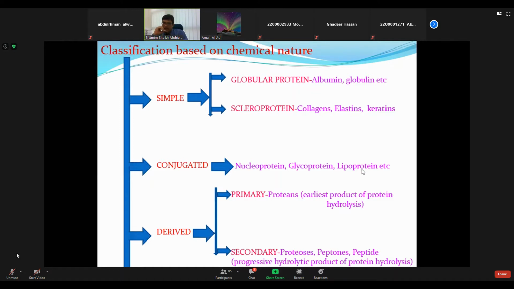Lipoproteins, where proteins are joining with molecules of lipid, and you are getting lipoproteins. Nucleoproteins, where proteins are joined with nucleic acid. It is mainly present in the molecules of DNA and RNA. So you are getting nucleoproteins. Then what is the meaning of conjugated protein? Here, proteins are joining with a non-protein substance. That is called a conjugated protein.